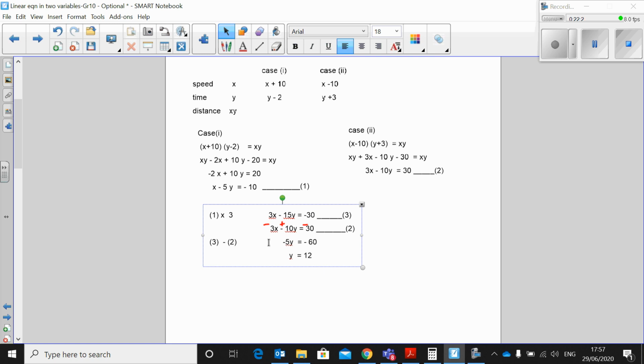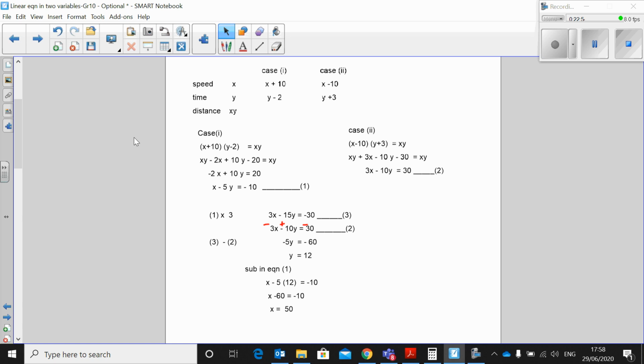Once y equals 12, you substitute in any one of the equations. I'm substituting in equation 1. So what is happening? x minus 5 times 12, which is equal to minus 10. So x minus 60 is equal to minus 10. x is equal to minus 10 plus 60, which is equal to 50. So now we are getting x equal to 50 and y equal to 12.